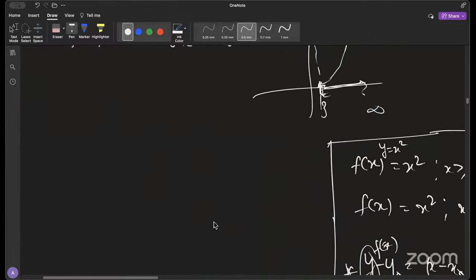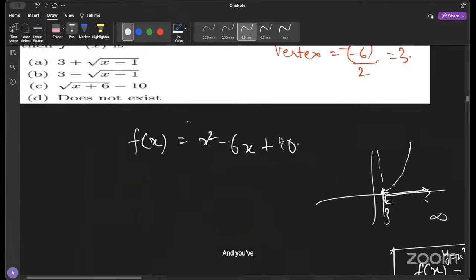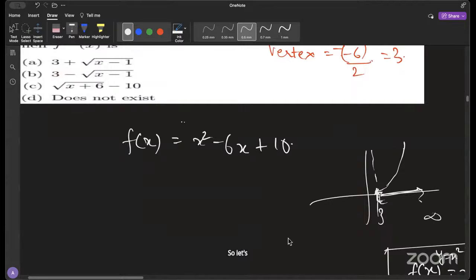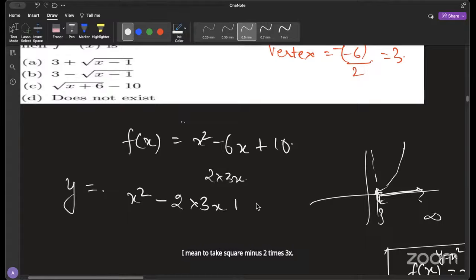So if you just know these things and you've been asked to find the inverse of this, let's first write it in that form, y minus y naught equals (x minus x naught) squared. If you write it, this will be y equals, this is 6x, that means 2 times 3x, so it's x squared minus 2 times 3x plus, you can add 3 squared here, plus 1.